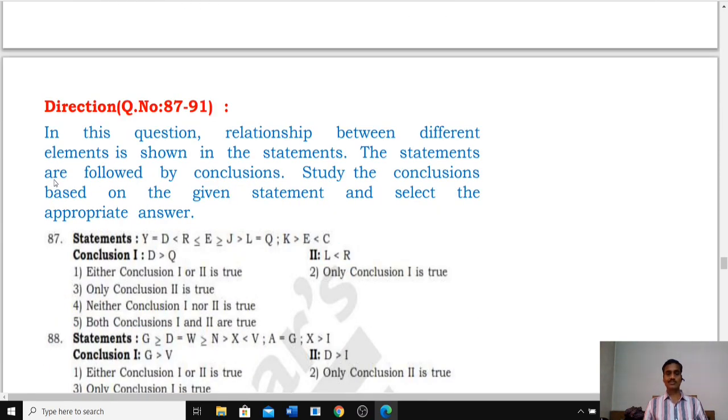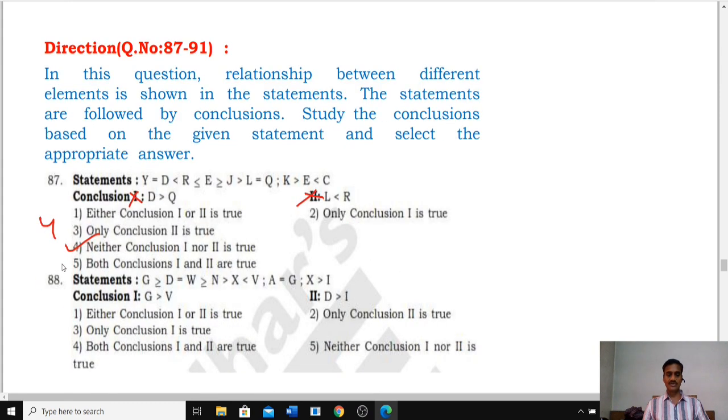87 to 91. 87, the relation between D and Q. D is here, Q is here. Between D and Q there are two opposite symbols, no relation. L and R. L is here, R is here. From R, only lesser than and greater than, two opposite symbols, no relation. Hence neither one nor two, choice for 87.